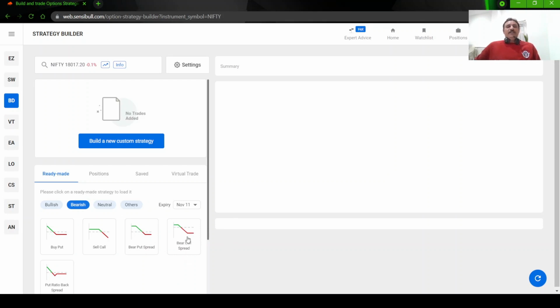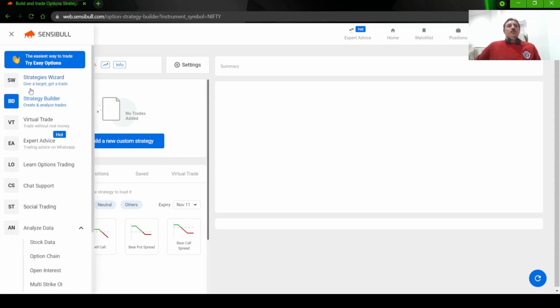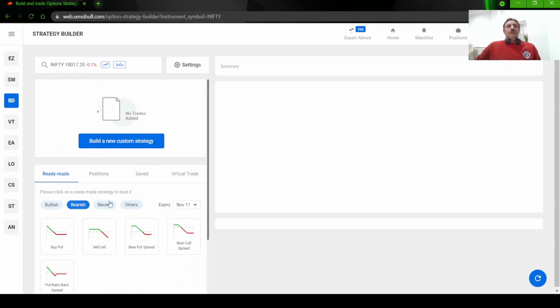Okay, first let us add the bear call spread. This is a Sensibull interface. You can go to the left side menu and then select the strategy builder. So you will get the ready-made strategies for bullish, bearish, neutral view and other strategies. So we'll go to the ready-made bearish view and we will click the bear call spread.